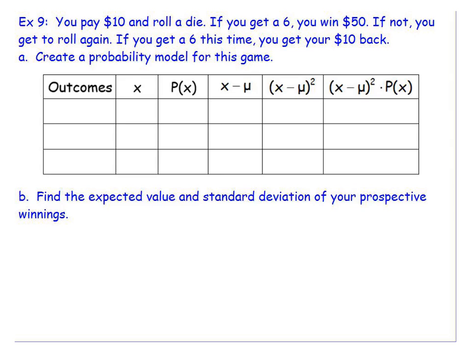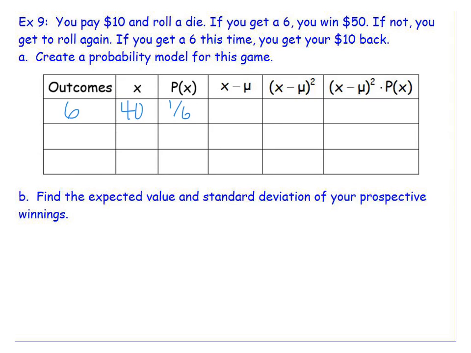Well, best case scenario, you roll the die, bam, you get a 6 on the first roll, right? And what happens? Well, you win $50, but you don't really win $50, you really win $40. You're probably thinking, well, why? Well, because you gave them $10 to start. So they're giving you back your 10, so you really only made $40. What's the probability of this happening? Well, when you roll a die, the probability of rolling a 6 is always 1 out of 6.